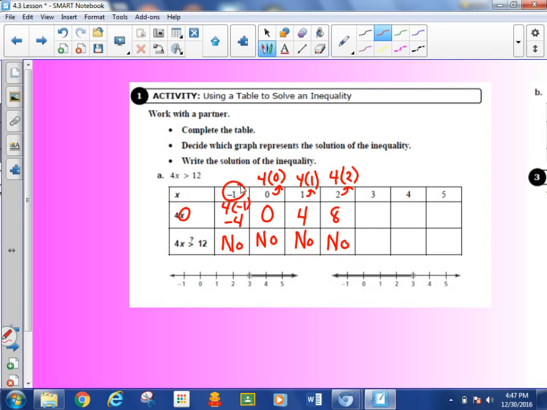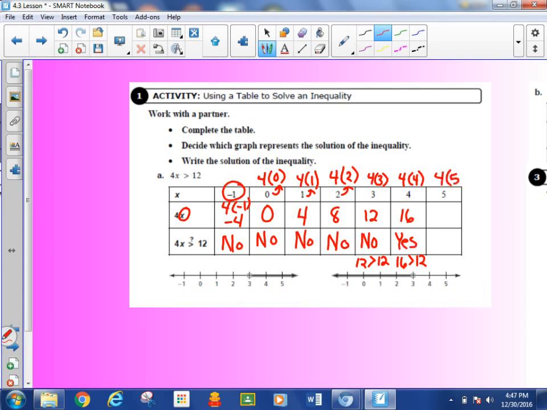Okay, now we'll put a 3 in there. 4 times 3 gives me 12. Is 12 greater than 12? No, they're equal to each other, but it's not greater than 12. It's not bigger than 12, so it's still a no. You can see we're getting closer, right? Now we put a 4 in place of x. 4 times 4 is 16. Is 16 greater than 12? Yes, so we finally got a yes.